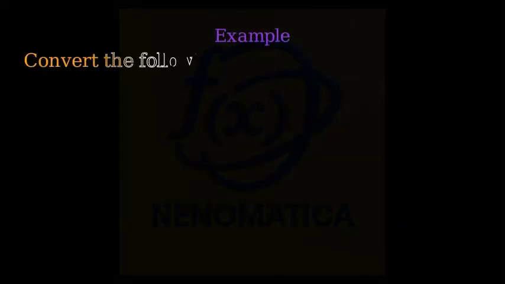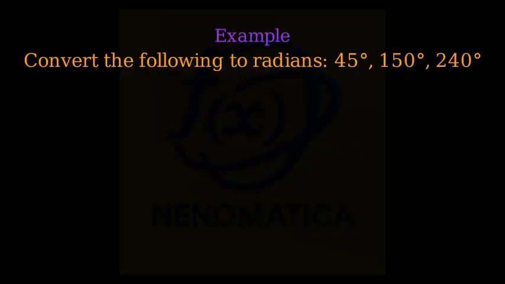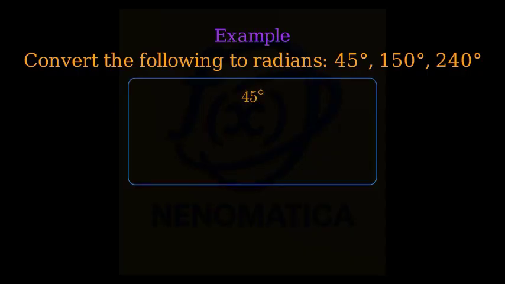Example. The angles below are expressed in degrees. Write them in radians. We will follow exactly the 3 written steps shown in the worksheet for each angle. First, write the degree as a multiple of 1 degree. Second, replace 1 degree by pi over 180 radians. And third, simplify.